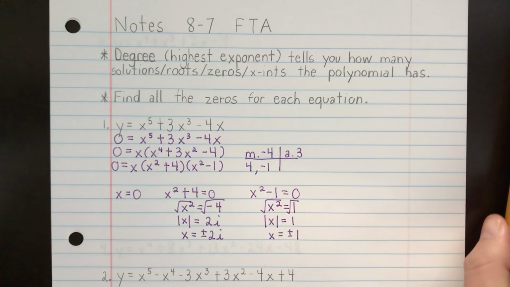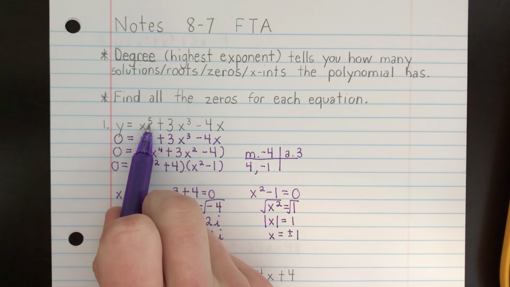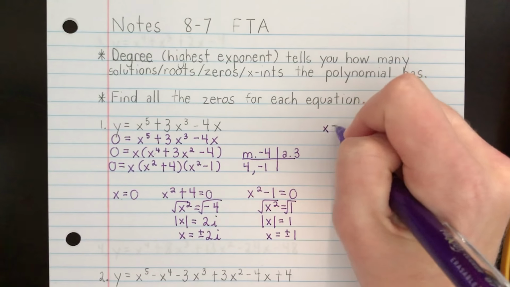So the fundamental theorem of algebra states that this polynomial should have 5 solutions, and it does. x equals 0, x equals plus or minus 2i, and x equals plus or minus 1. That's 5 total solutions. Just kind of a refresher there.